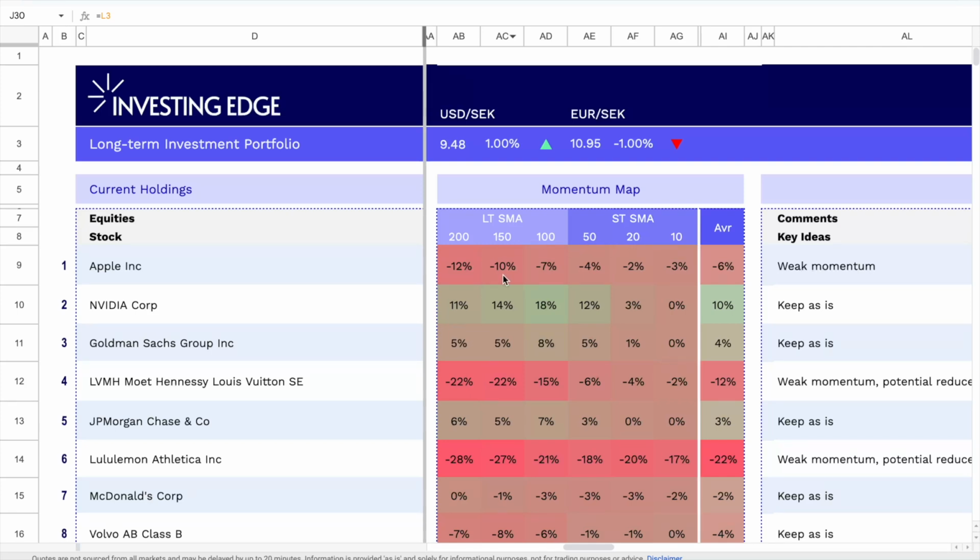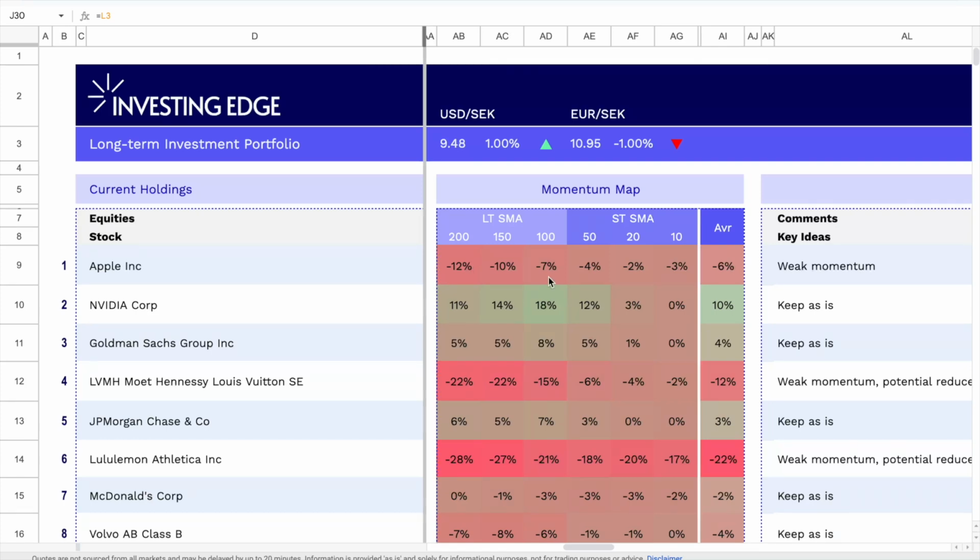Now you may ask yourself, what's a simple moving average? Well, a simple moving average is the average stock price over a specific number of days. As an example, the 200-day moving average shows us the average share price of Apple over the past 200 days. And we can see where the stock is today relative to that average price.